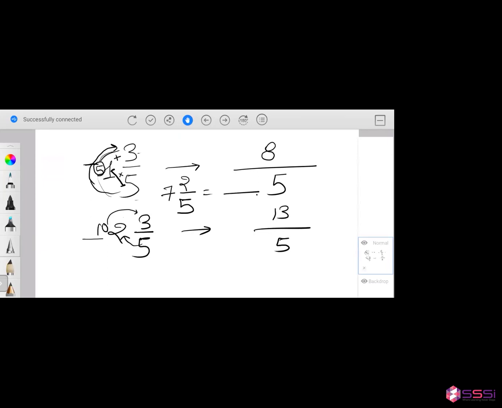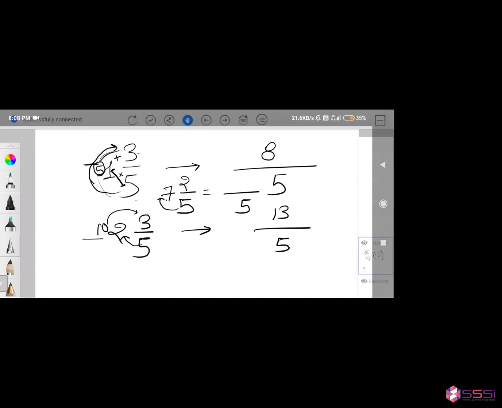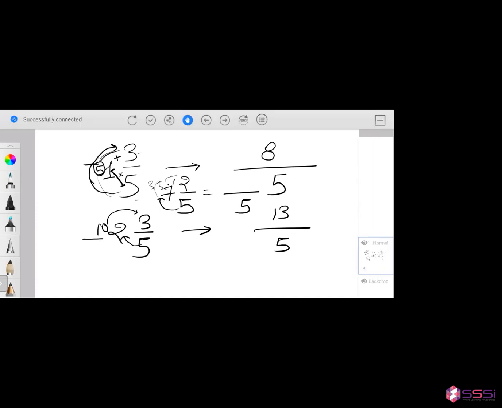Suppose if we have 7 multiply with 2 by 5. In the denominator 5 will come. 5 sevens are 35. 35 plus 2 is 37. 37 by 5. Okay, done.